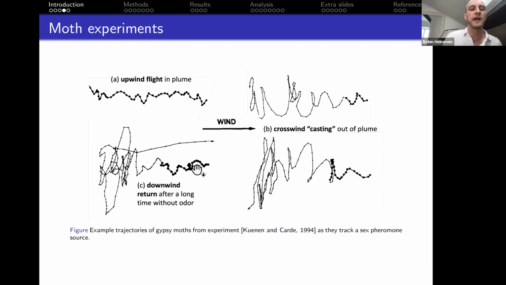This is a very well-known behavior. A little less well-known is it's sometimes reported that after a really long time without smelling anything, the moths will sometimes turn around and begin flying back downwind.